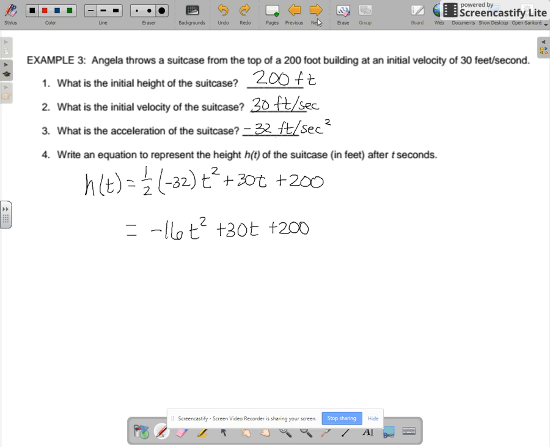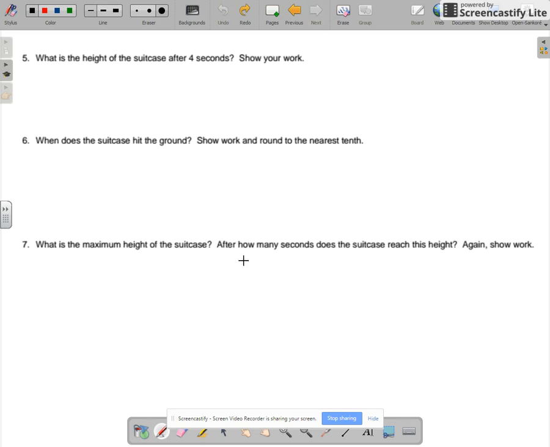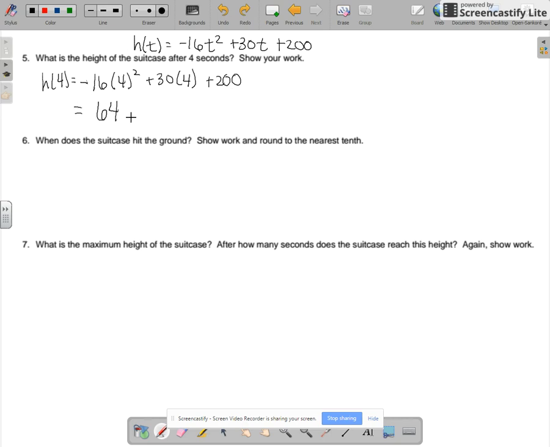Moving on to the next part. Question 5, what is the height of the suitcase after 4 seconds? So I'm just going to go ahead and rewrite our equation up top. If we're trying to find the height of the suitcase after 4 seconds, we're going to plug 4 in for t. So we get h of 4 is equal to negative 16 times 4 squared plus 30 times 4 plus 200. Plug this into our calculator and we get 64. The unit on this should be feet, as we were trying to find height.